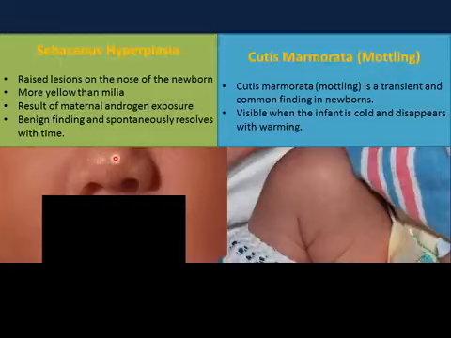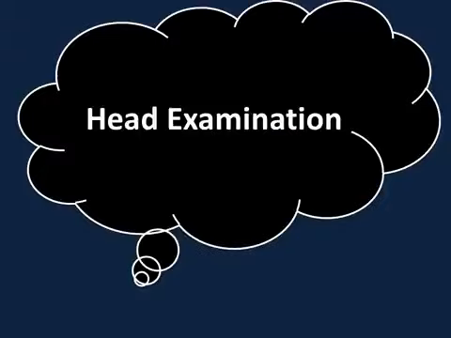It is a benign finding and disappears spontaneously, requires only reassurance. Cutis marmorata or mottling of the skin. You will see the skin here of different color, commonly seen in infants when they are cold, and it disappears when you warm the infant.